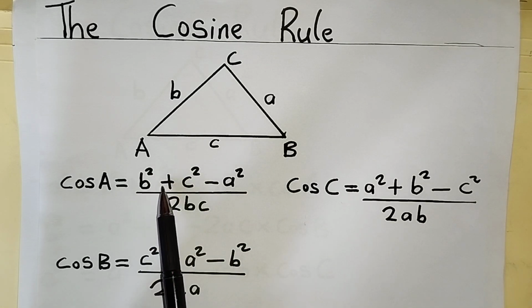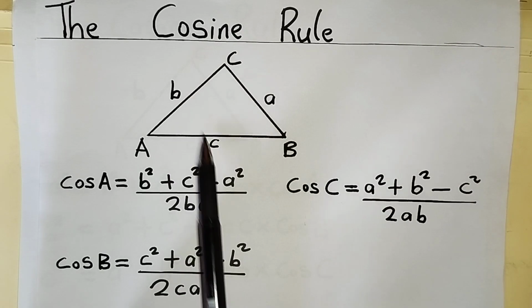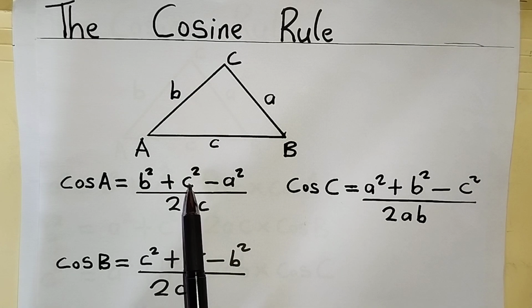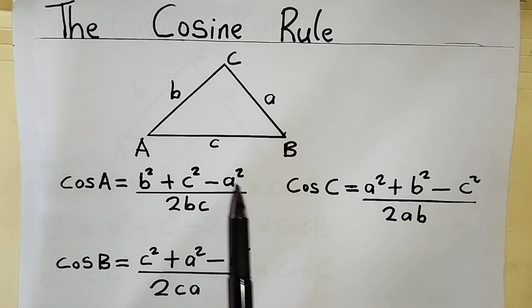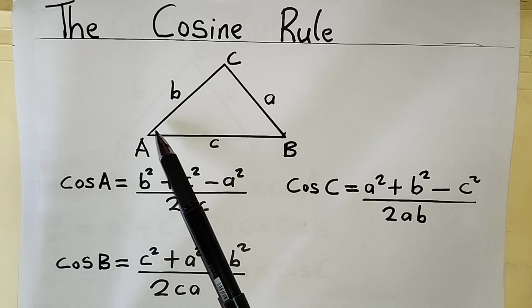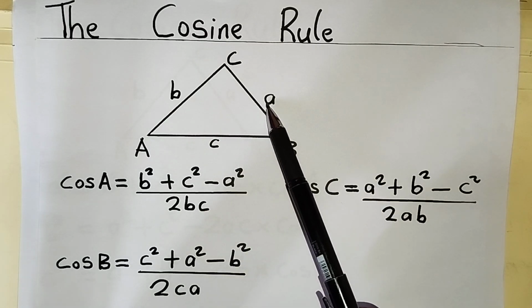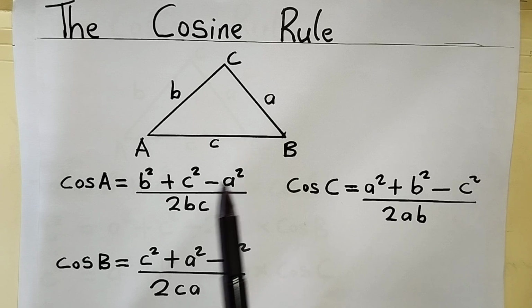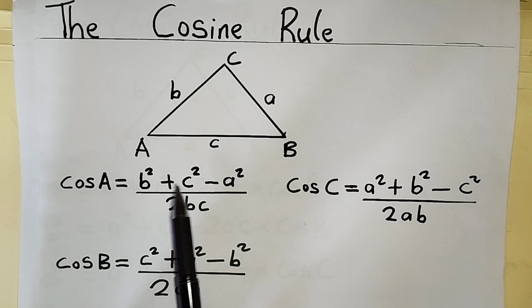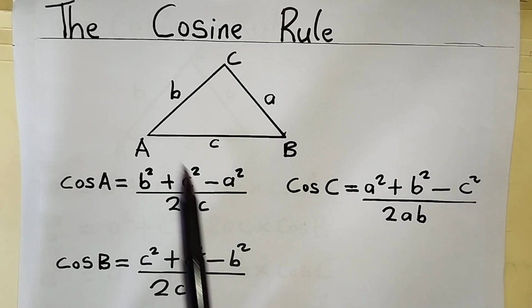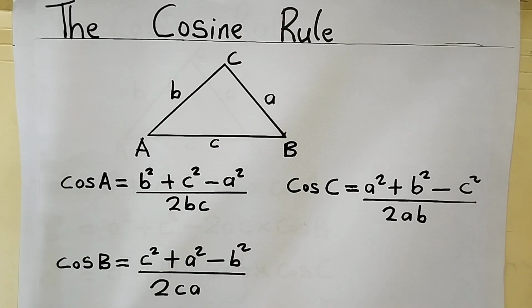You find the sum of the squares of these two sides, so the square of b plus the square of c, minus the square of the side which is opposite your angle. For example, angle A is opposite side length a. So I will say minus the square of a, over 2 multiplied by the side lengths b and c which contain angle A. So that's the alternative form of the cosine rule.